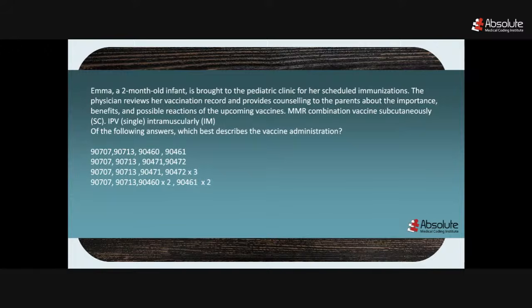Emma, a 2-month-old infant, is brought to the pediatric clinic for her scheduled immunization. The physician reviews her vaccination record and provides counseling to the parents about the importance, benefits, and possible reactions of upcoming vaccines. She receives an MMR combination vaccine given subcutaneously, and an IPV single vaccine, which was given intramuscularly. Of the following answers, which best describes the vaccine administration or vaccine service? Coders, once again, your time begins now. You've got 2 minutes to answer these questions.